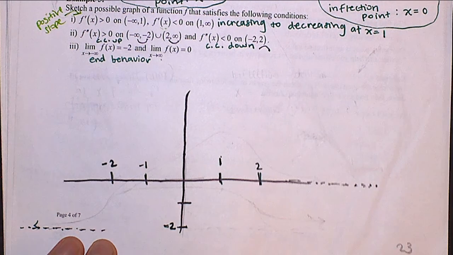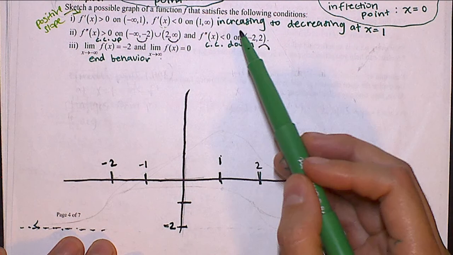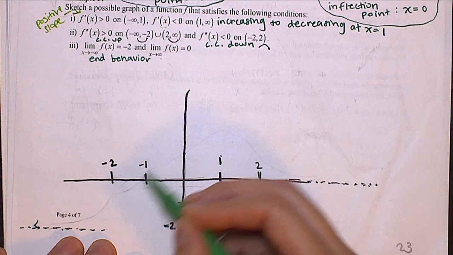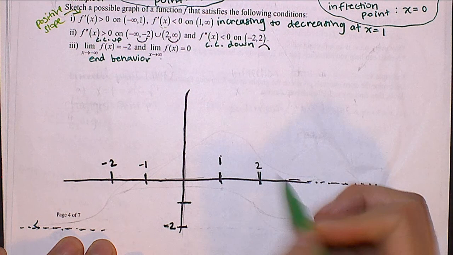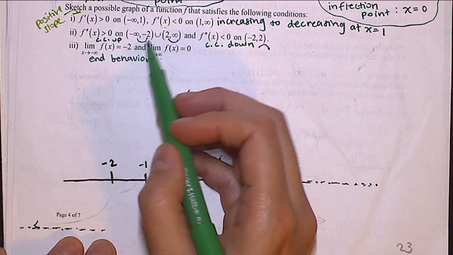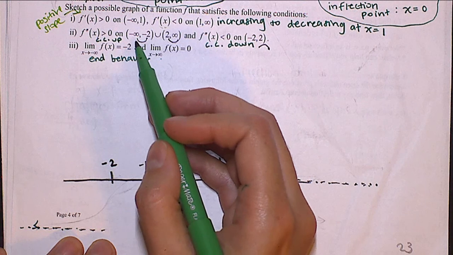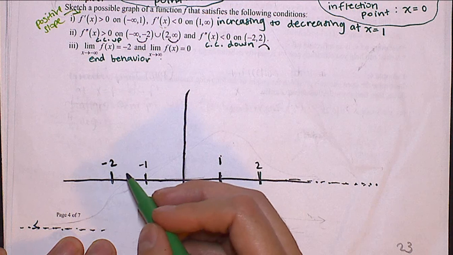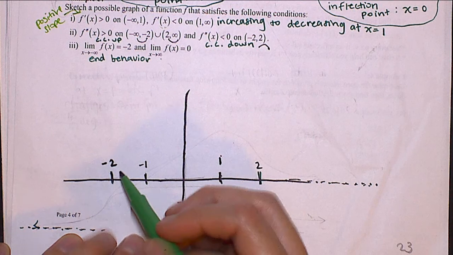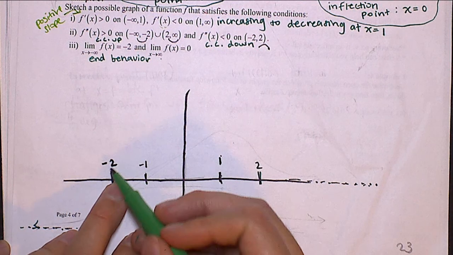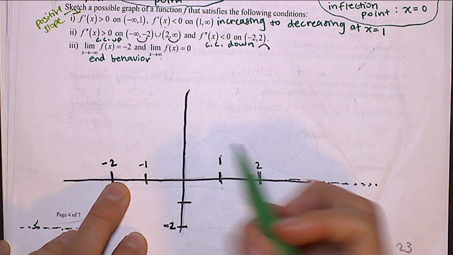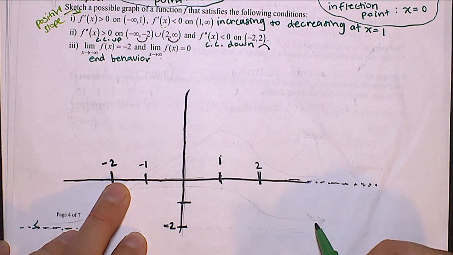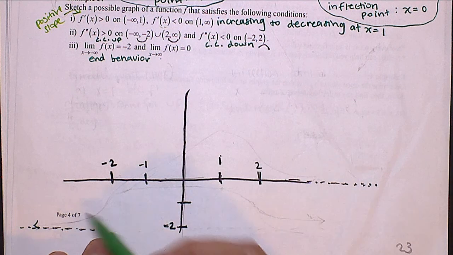But let's try to sketch this thing. So it's increasing to decreasing at x equals 1. So I'm going to be increasing all the way to here and then decreasing. I'm concave up between negative infinity and -2, so right here. Concave up, and then I'll move to concave down from -2 to +2, and then concave up again from 2 to infinity. Okay, so here's my best attempt at this.